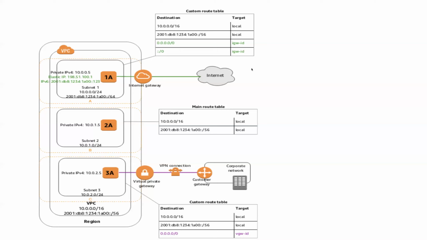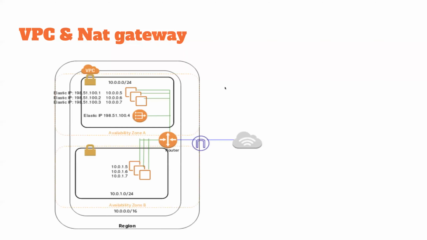So anyway, let me go to some more diagrams that will help us. Let's talk about how the internet access is being shared. So this is our VPC with our NAT gateway.